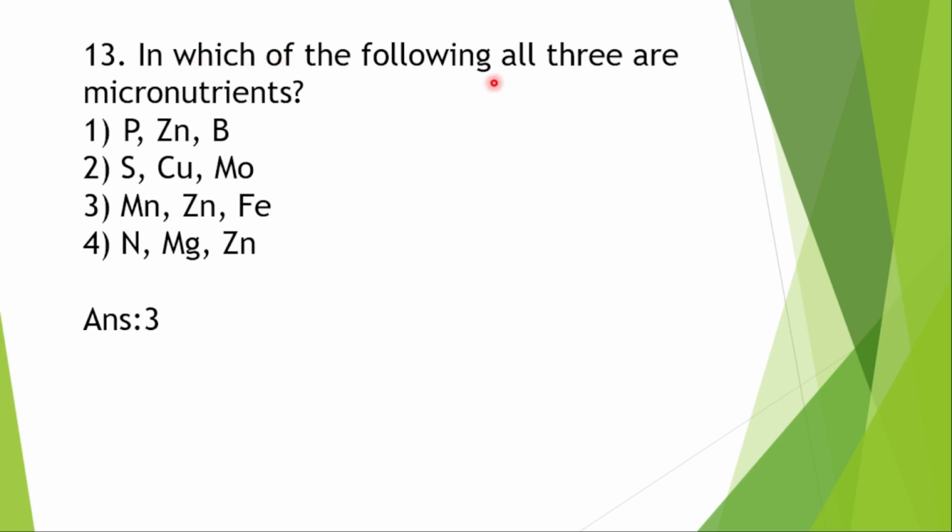Next, in which of the following all 3 are the micronutrients? Here the answer is already exposed, that is the third one. In which of the following all the 3 are micronutrients he is asking? So here first one is potassium and boron, zinc. Among them, the right option is third one, that is manganese, zinc and iron. These are the micronutrients.